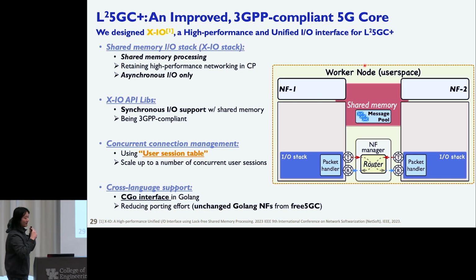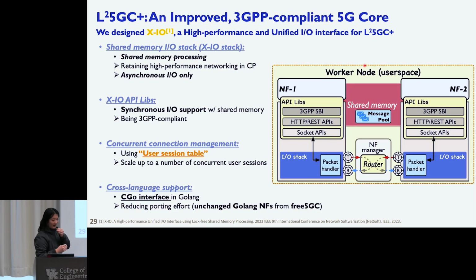But the problem is that the shared memory I/O stack only exposes asynchronous I/O and is not compatible with the upper layer applications or the network functions. To resolve that conflict, we introduce an XIO API libs. That is the key component to interface the upper layer network functions that depend on synchronous I/O with the underlying asynchronous shared memory I/O stack. By doing this, we can make sure our implementation is fully 3GPP compliant. That is the key for other people to use our framework.